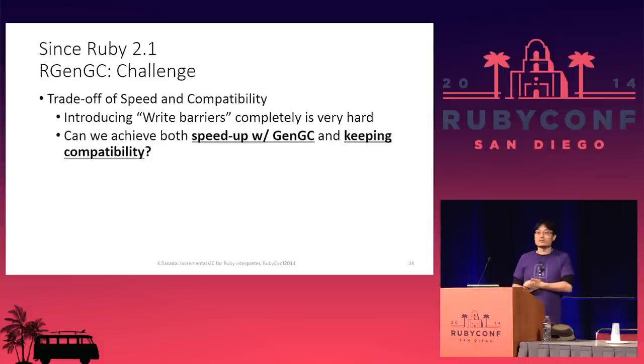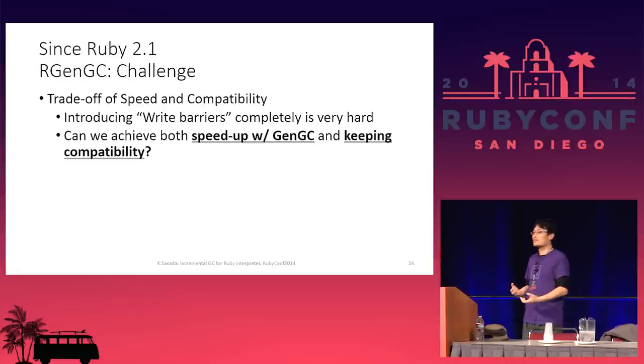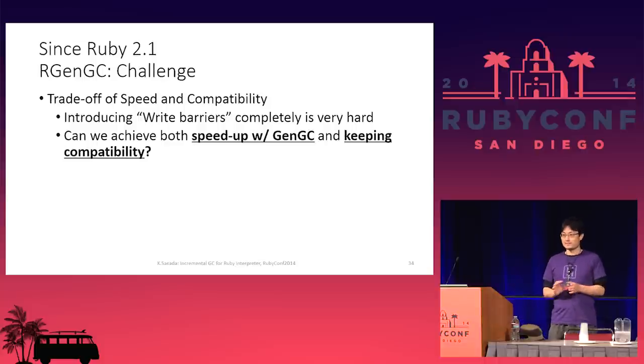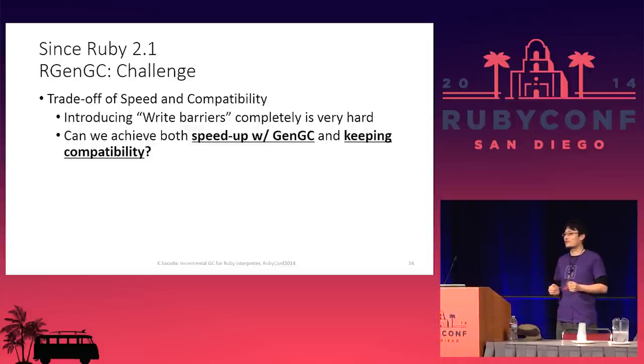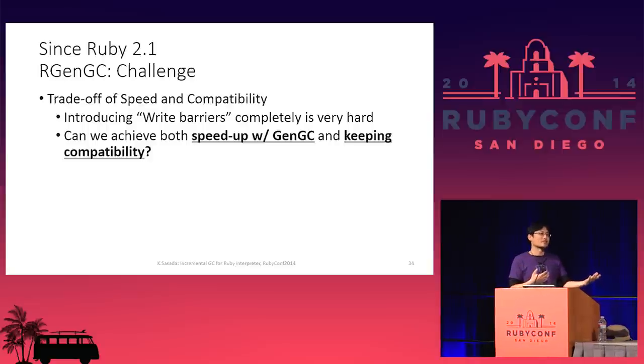But the Ruby 2.0 implementation does not have write barriers. So we need to introduce write barriers, but it is very difficult, especially for compatibility. If we decide to require write barriers, then we need to rewrite the implementation of the interpreter core and C extensions. If we had infinite time and much money, we could rewrite the whole interpreter with much effort, but we don't have such resources. And also we cannot touch third-party C extensions.